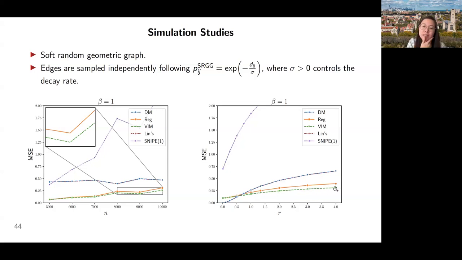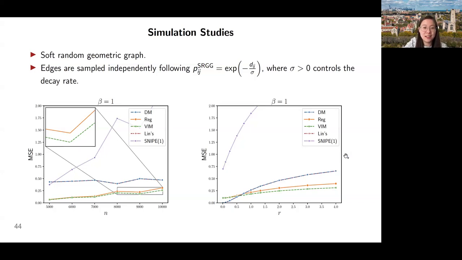And then we can basically see that after the covariate adjustment, we are doing much better than the SNAP estimator without the adjustment. And in most situations, you also see that our estimators are better than some of the model-based estimators.